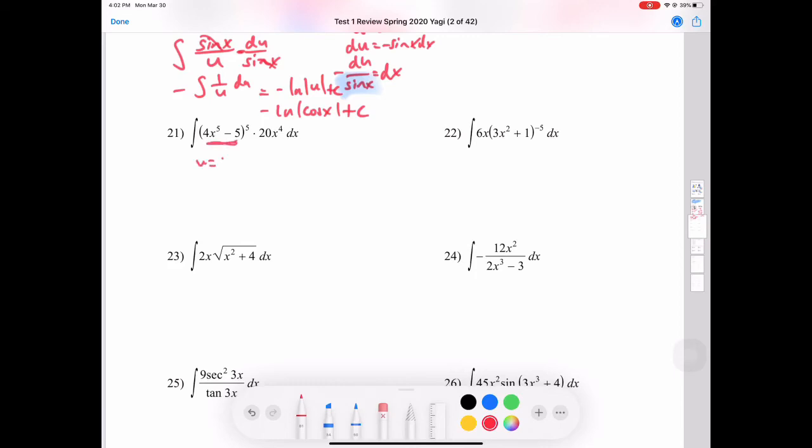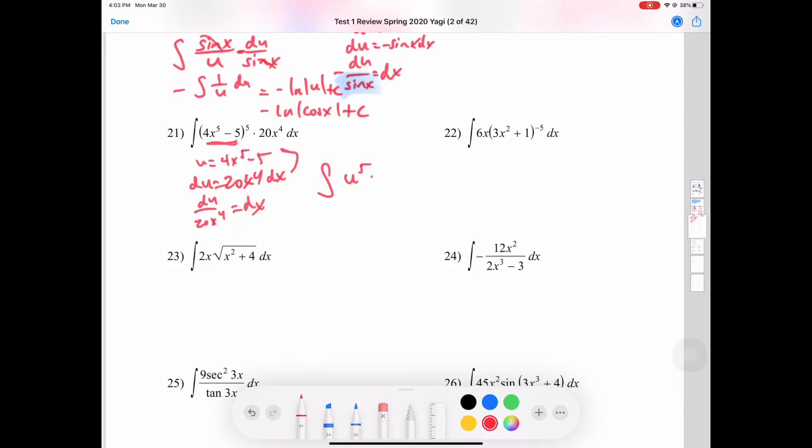Okay, 21. Use substitution. u is equal to 4x to the 5th minus 5. If you're not sure about u sub, just try it. Pick a sacrifice. I sacrifice 4x to the 5th. The derivative of 4x to the 5th is 20x to the 4th. Bam, that's going to get rid of it. When I move the 20x to the 4th over, du over 20x to the 4th equals dx. We rewrite it.